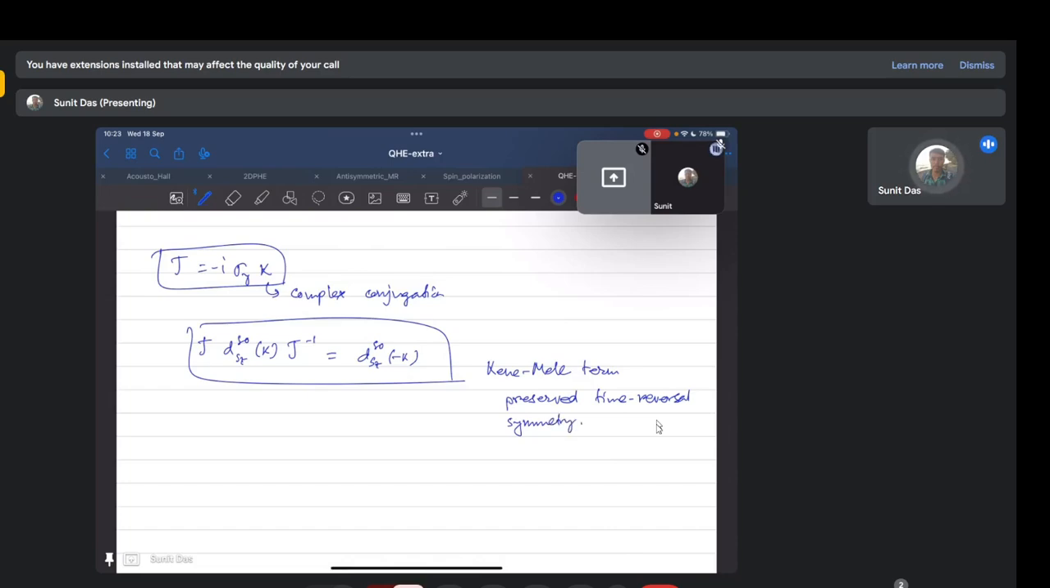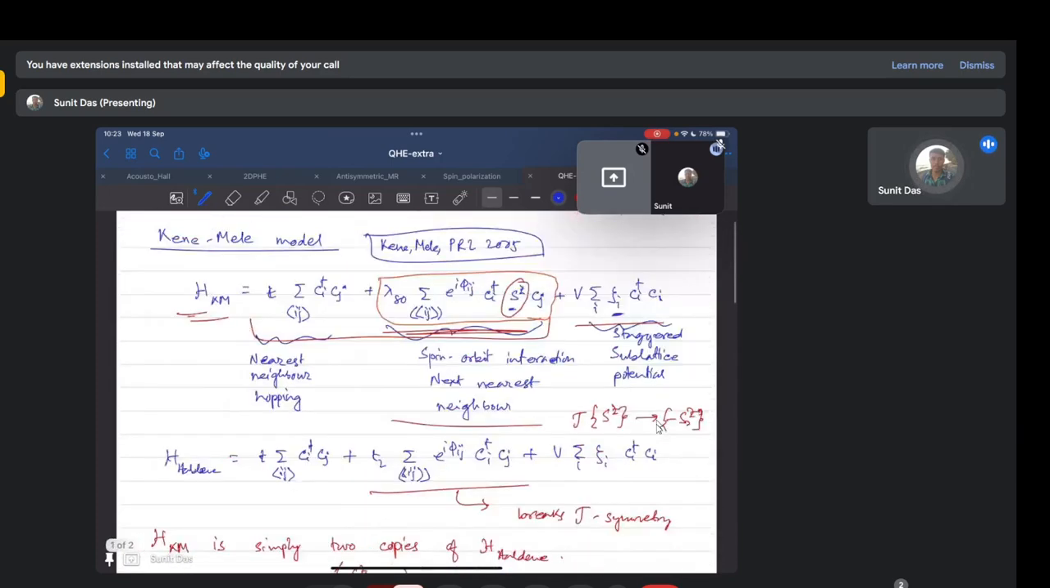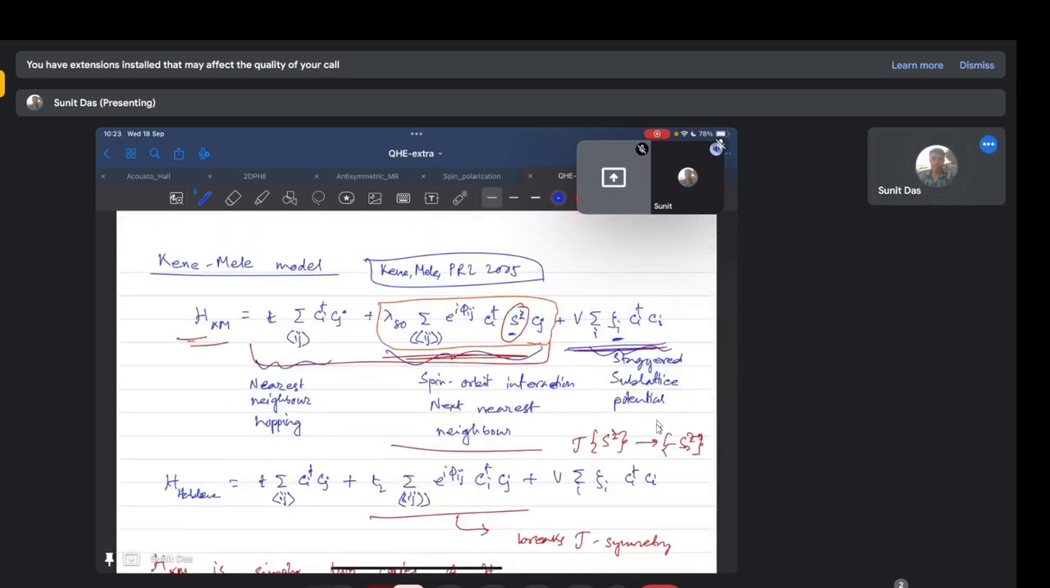So we have a model which in principle breaks both time reversal and inversion symmetry, but we will break inversion symmetry by introducing this sublattice term V. Even if you do not break it, this doesn't really matter. I will show that explicitly using some software called Quantum Lattice.